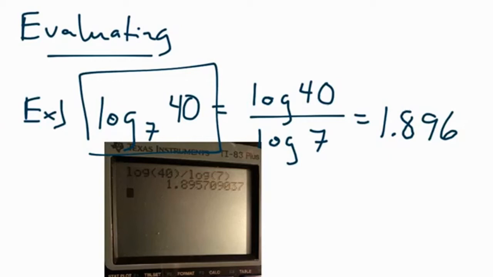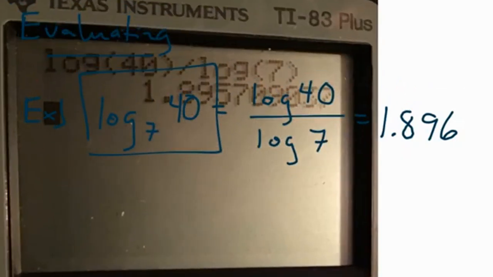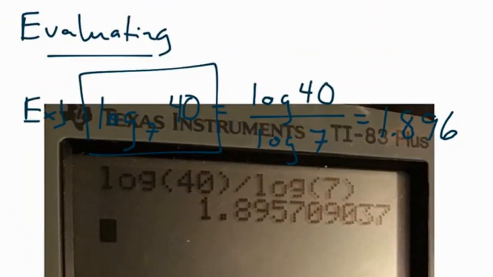Now a couple things. When you use the log button on your calculator, it is in base 10. It is already the common base. So you don't have to type it in. You don't have to worry or wonder if it's there. Again, the log button on your calculator is the common log button. It is in base 10.